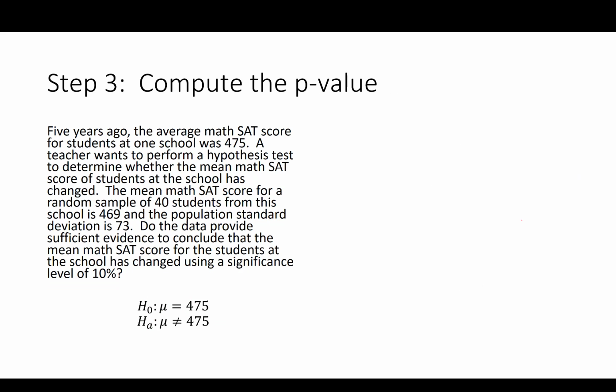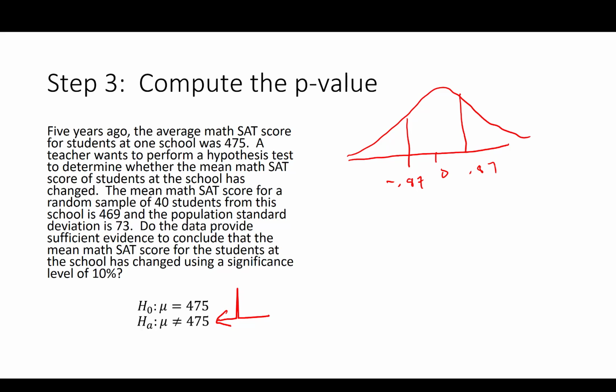Our next step is to compute the p-value. Recall that to compute the p-value, we need to determine the type of test. The type of test is determined by the alternative hypothesis. In this case, the alternative hypothesis is a not equals. So this is identified as a two-tailed test. Drawing our standard normal distribution, here is 0. Here is negative 0.87. And here is positive 0.87. So the p-value, technically speaking, is right here in these tail areas. Again, this is the p-value.